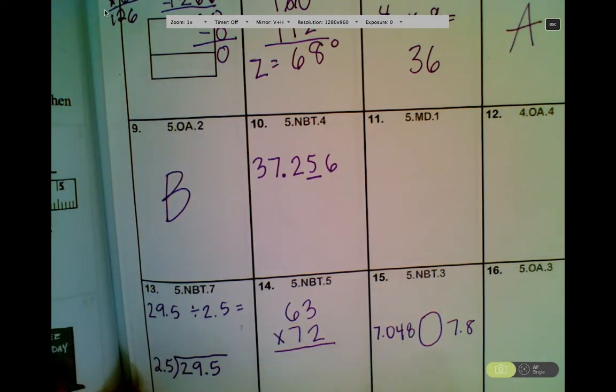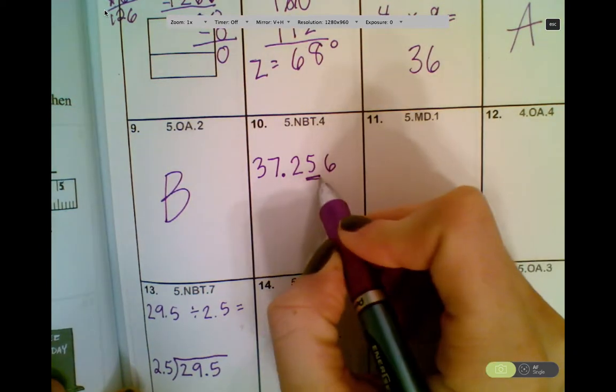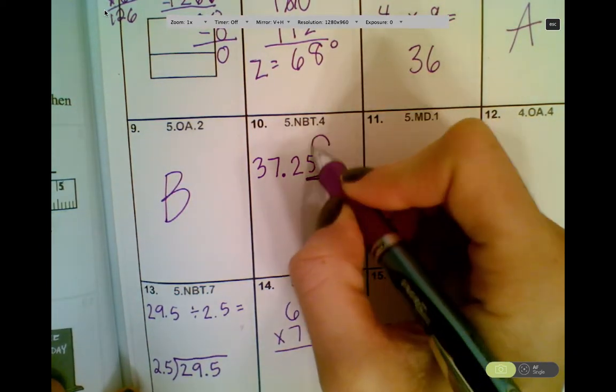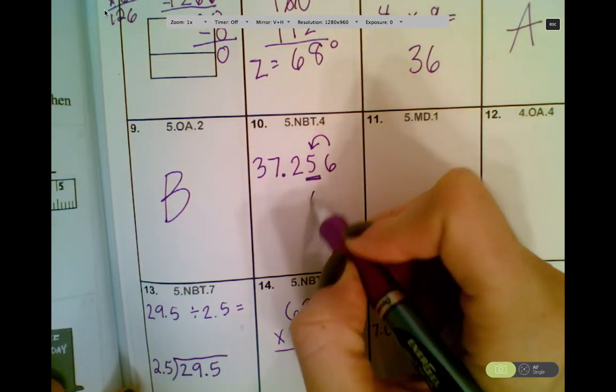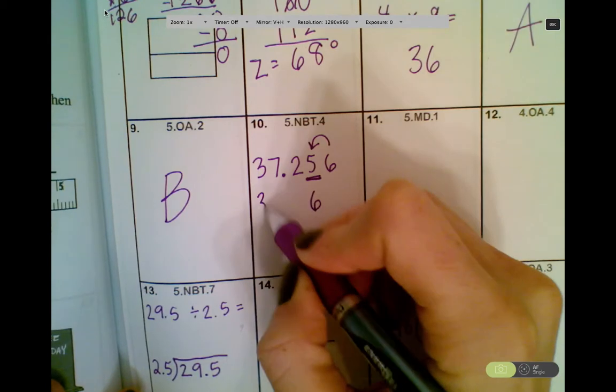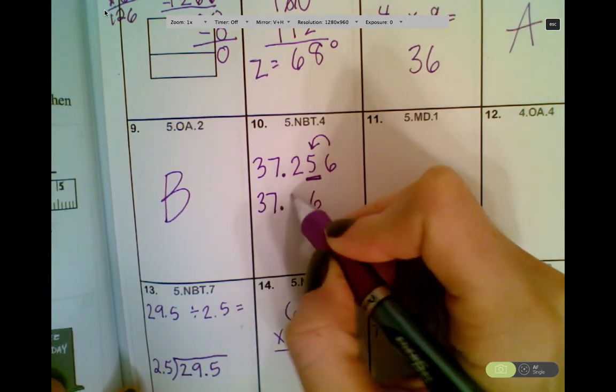Number 10, you had to round to the nearest hundredth. The 5 is in my hundredths place. We know the 6 tells the 5 to bump up and turn to a 6. Everything before that stays the same.